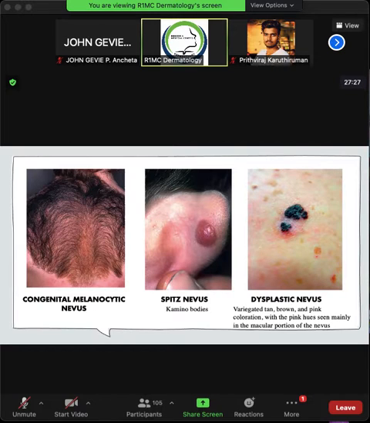So another is your dysplastic nevus. Other terms are your atypical nevus or your Clark nevus, which presents as a variegated tan, brown, and pink coloration, mainly in the macular portion. So when you have your dysplastic nevus and you have a family history of melanoma, or at least two blood relatives with your dysplastic nevus, you have a 100% lifetime risk of acquiring your melanoma.